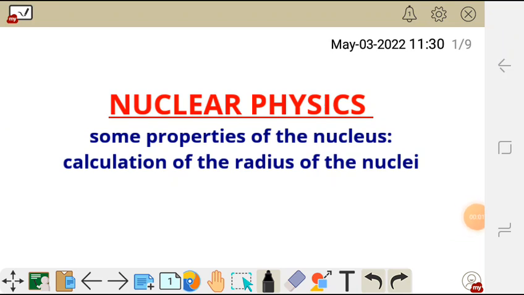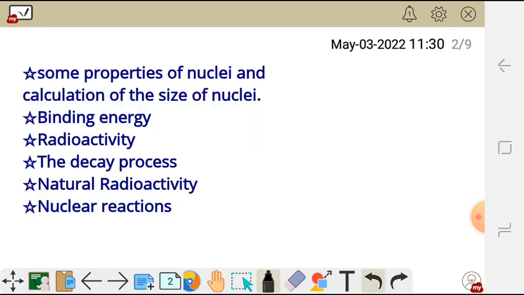Let's talk about nuclear physics. So in this video, I'm going to talk about some properties of the nucleus and how to calculate the radius of the nuclei. So under nuclear physics, we are going to look at some properties of the nuclei and calculation of the size of the nuclei.